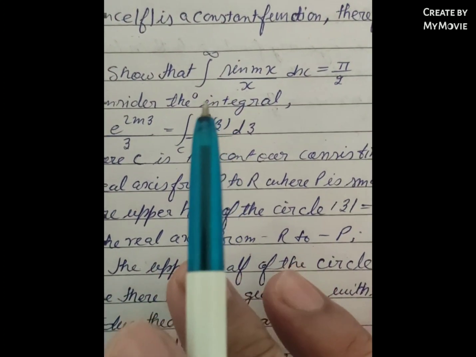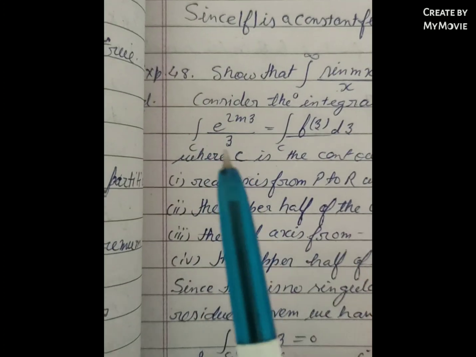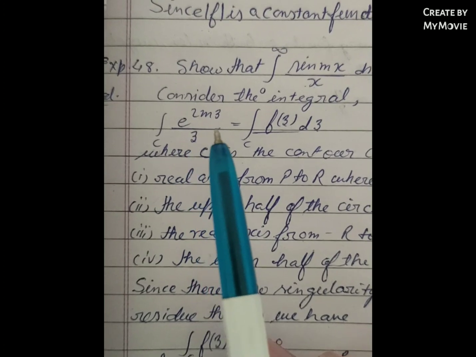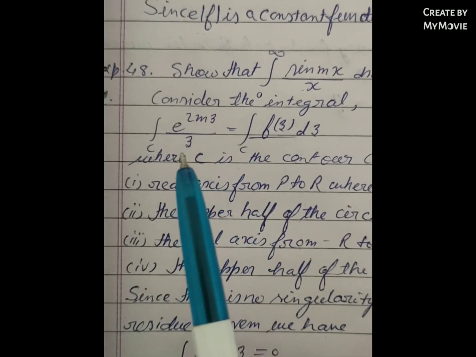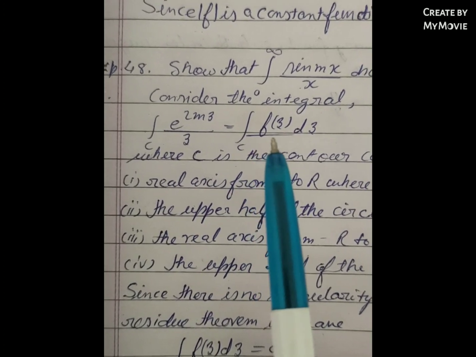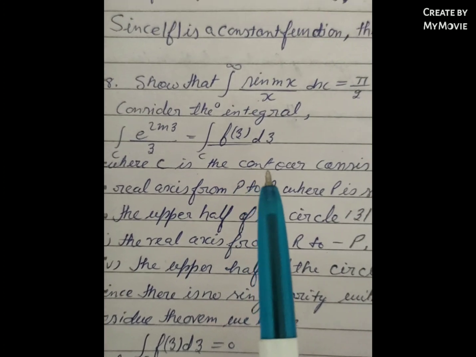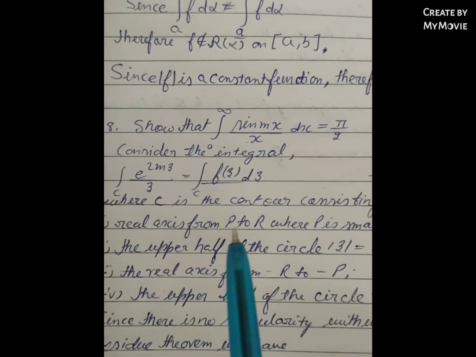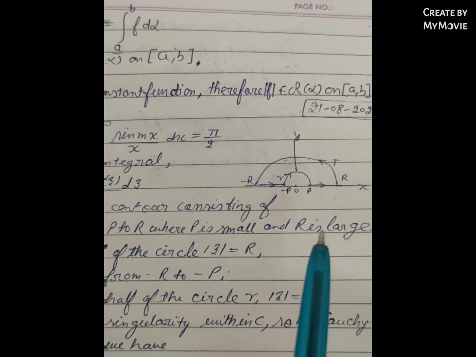Show that the integral from 0 to infinity of sin mx upon x dx is equal to π/2. Now consider the integral over C of e raised to power i m z upon z, which is equal to the integral over C of f of z dz, where C is the contour consisting of the real axis from rho to R, where rho is small and R is large.